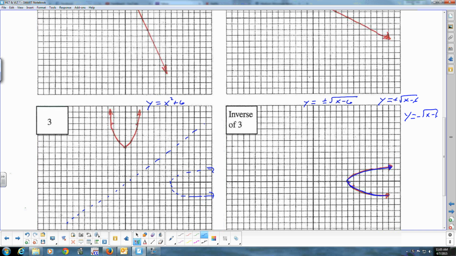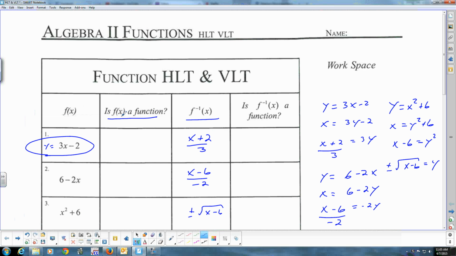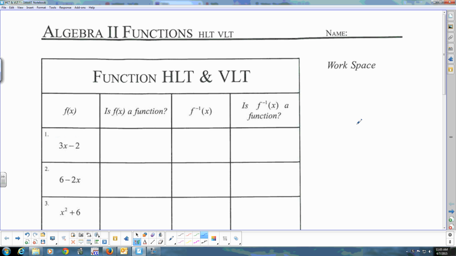Okay, now let's talk about the horizontal and vertical line test. So if I go back to the first page here, we need to say, are they a function or are they not a function? I'm going to start out with the vertical line test. All right, if something's a function, let me clear this stuff out. If something's a function, that means for every x, there is only one y value. For every x, there's only one y.